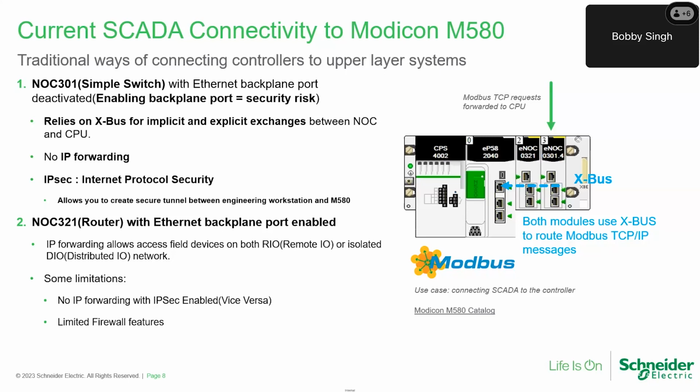You also see some M580 architectures with NOC 321 since it has the IP forwarding capability. IP forwarding on the NOC 321 allows you to access field devices on both remote I/O or isolated distributed I/O networks. But there are some limitations to that. Even though it has IP forwarding and the IPsec feature available, you cannot use both at the same time. So if you want to take advantage of IP forwarding, you cannot enable cybersecurity, and vice versa.